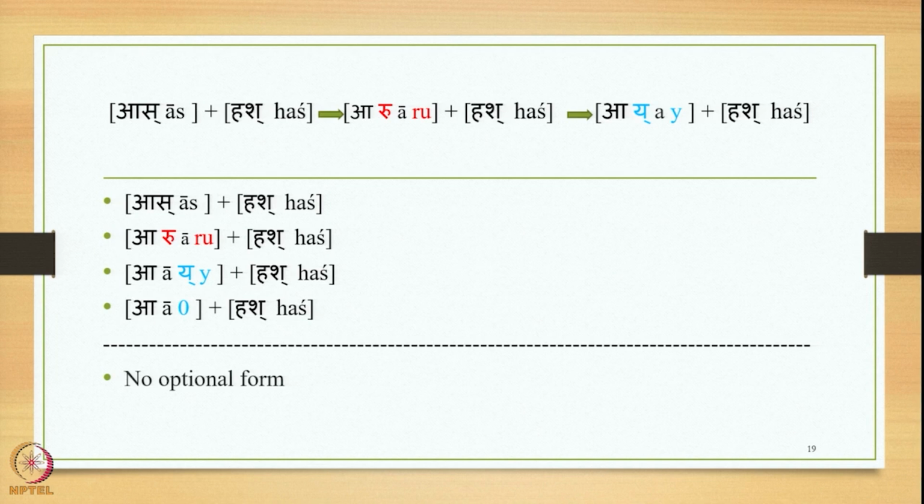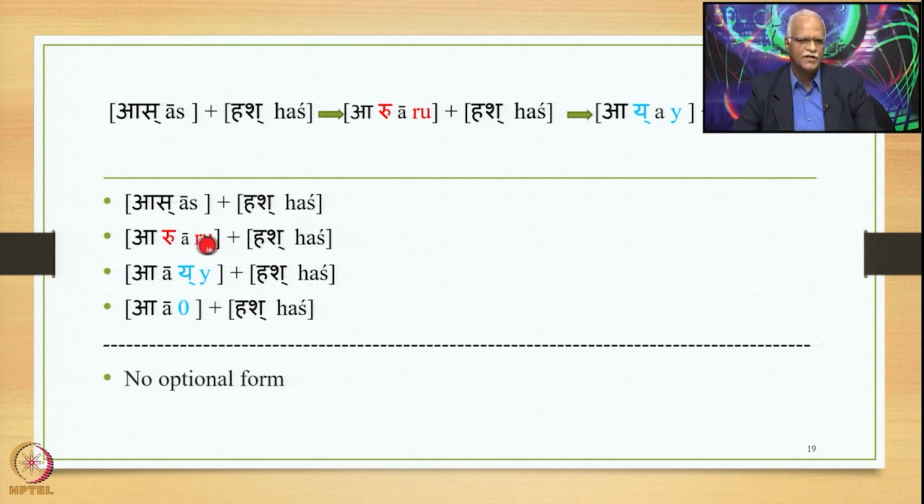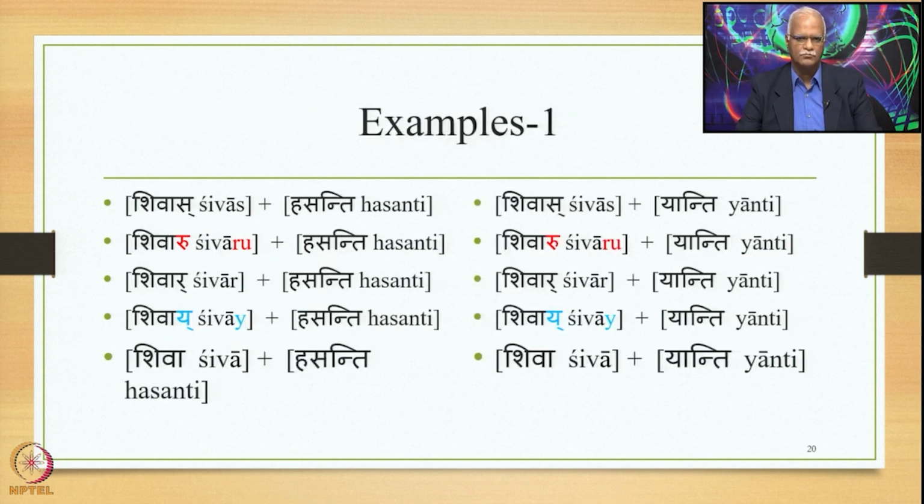So there is no option. So here is the equation of this. As plus hush, sir gets substituted by ru by ya, and then ya gets deleted, ya gets 0 substitution, and there is no optional form.